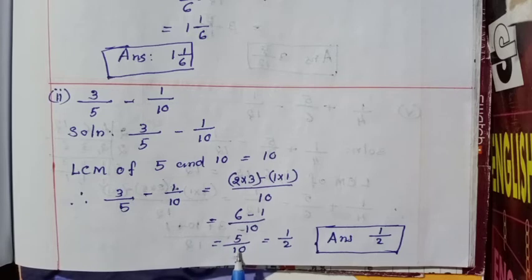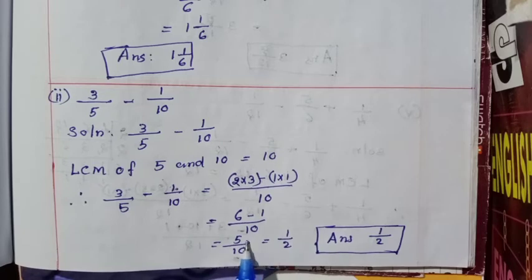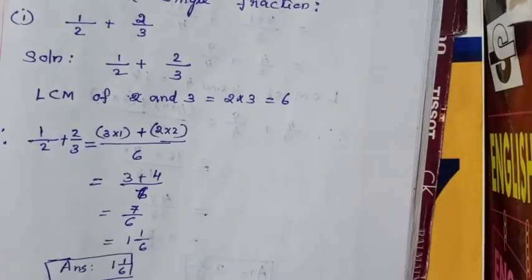5 by 10 again we can simplify. Both 5 and 10 are divisible by 5. Therefore 5 divided by 5 answer is 1. 10 divided by 5 answer is 2. Or 5 how many times in 5, that is 1. 5 how many times in 10, that is 2 times. So last simplified answer is 1 by 2. Now next question.